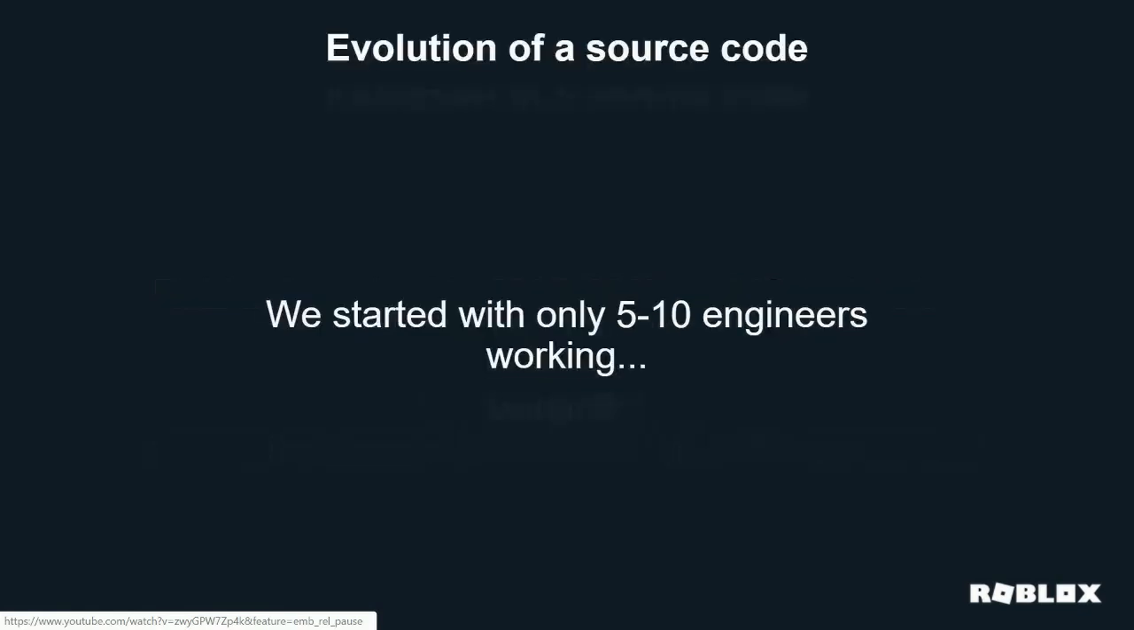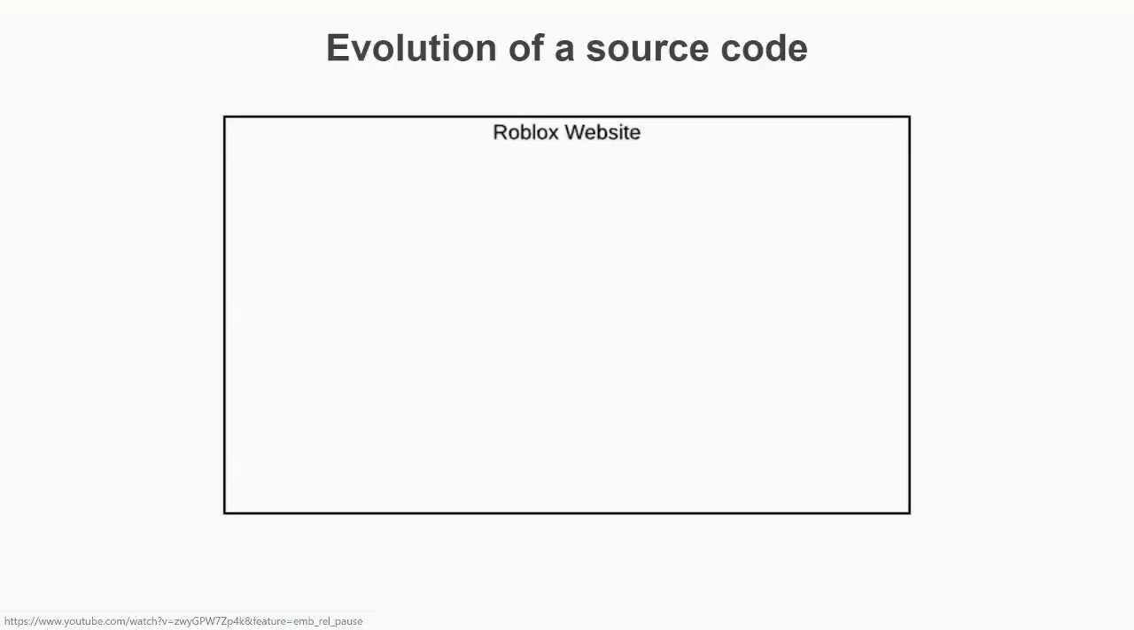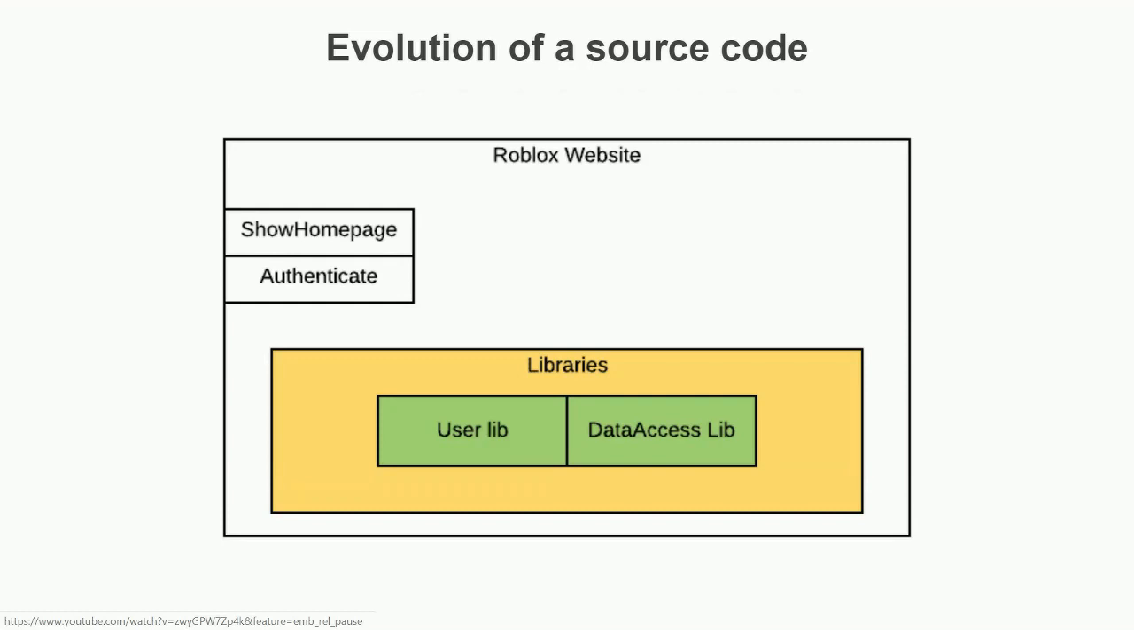So if we start this story, we had 5 to 10 engineers working on a backend. How this story really starts: we decide to create something called the Roblox website. It has an endpoint to show the homepage, you have to authenticate, and a few other things as well. Your Roblox website in this world has a few libraries, a user library, a data access library, just simple things. That's how usually every project starts.